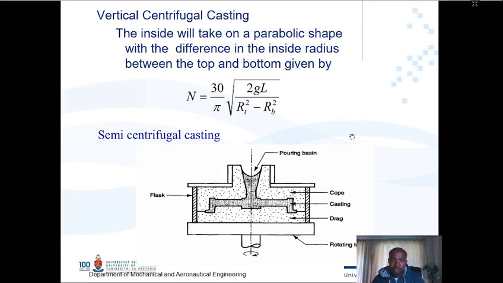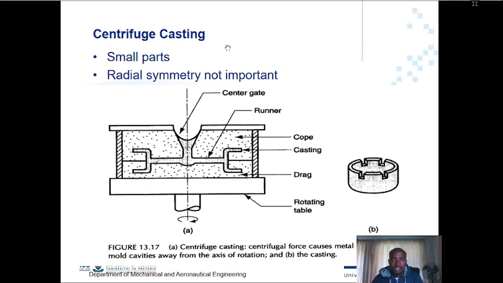And the other method will be called semi-centrifugal casting. Having spoken about centrifugal casting, we will now speak about semi-centrifugal casting. In semi-centrifugal casting, instead of having a hollow part manufactured, you are going to have a solid part, but it follows the same procedure. And then the last one will be centrifuge casting.